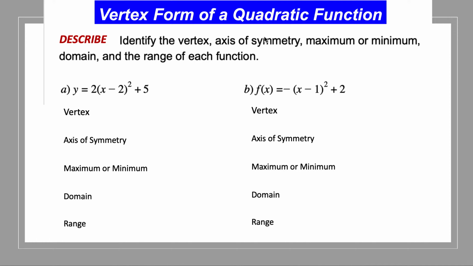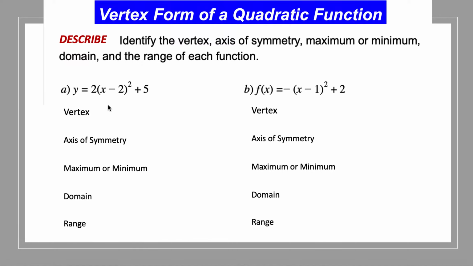Vertex form of a quadratic function. This question belongs to this topic, vertex form of a quadratic function. Describe, identify the vertex, axis of symmetry, maximum or minimum, domain, and the range of each function. Under A we have y equals 2 times (x minus 2) squared plus 5. And B we have f of x equals minus (x minus 1) squared plus 2.